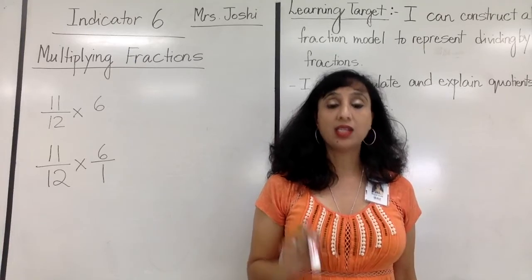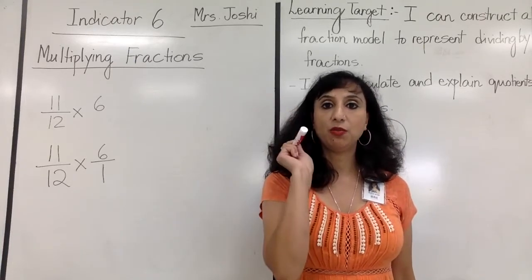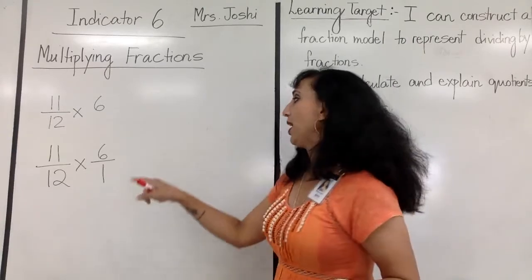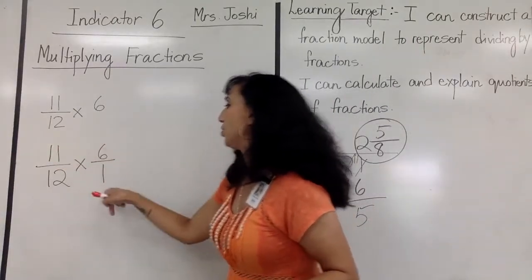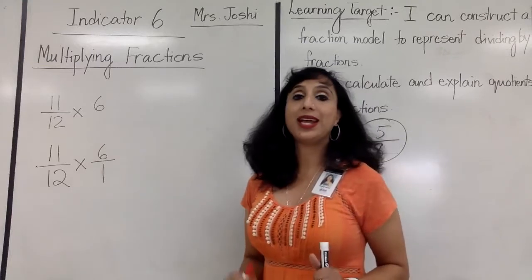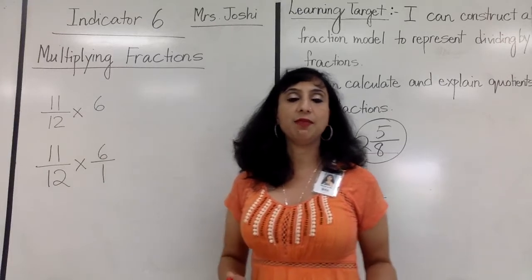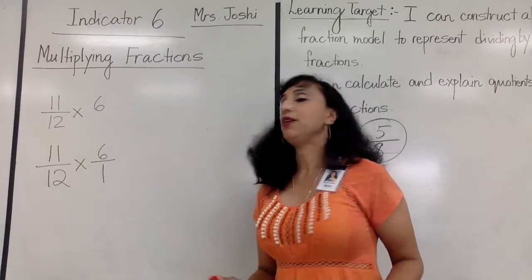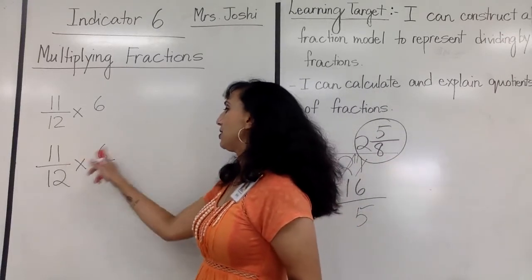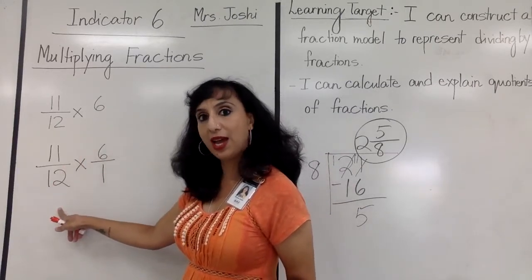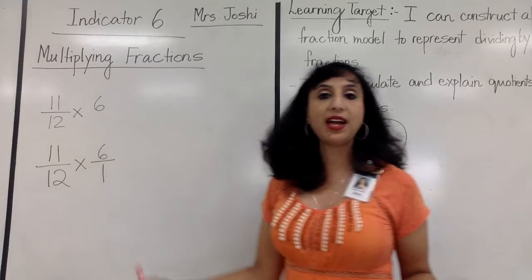You cannot simplify from numerator to numerator or just straight up denominator to denominator. That means you can simplify from here to here or here to here. But anything from the numerator to the denominator can be simplified. Okay, so if I look at this, I see 11 times 6 and I see 12 times 1. I can see 6 and 12 have the same factors.